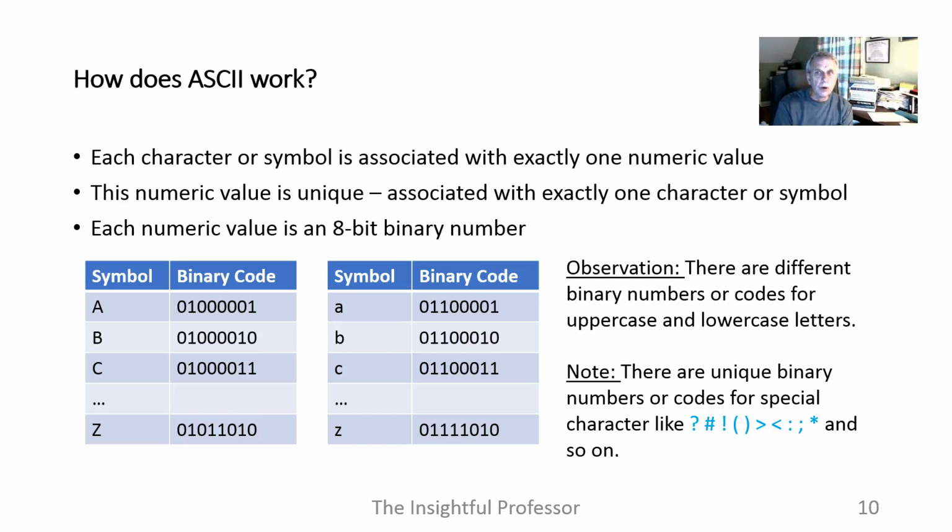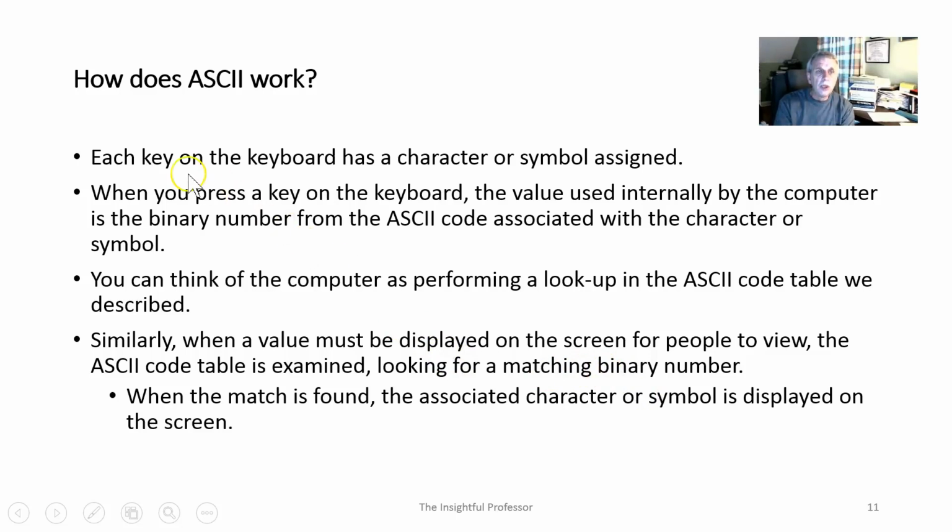So if we were to type in a bunch of characters on the screen, we could think of the system as doing this. Because each character on the keyboard has a character or symbol associated with it. Scan your keyboard and you see, oh, there's the key with the A, there's the key with the J, there's the key with the 9, and so forth. When you press a key on the keyboard, the value that is used internally by the computer is a binary number taken from that ASCII code. And the binary number maps to the character that we see on the key. So it's kind of like looking up in a table. Here's the character, here's the number, and the system looks it up in that way.